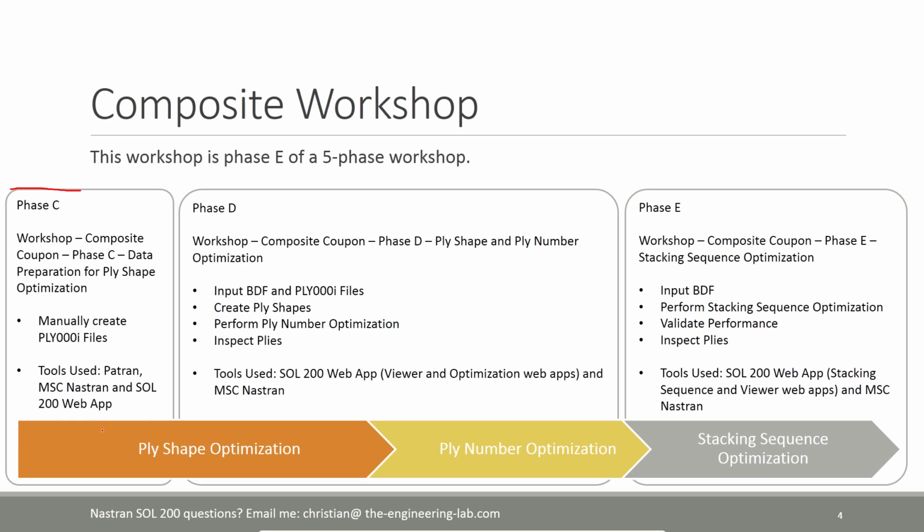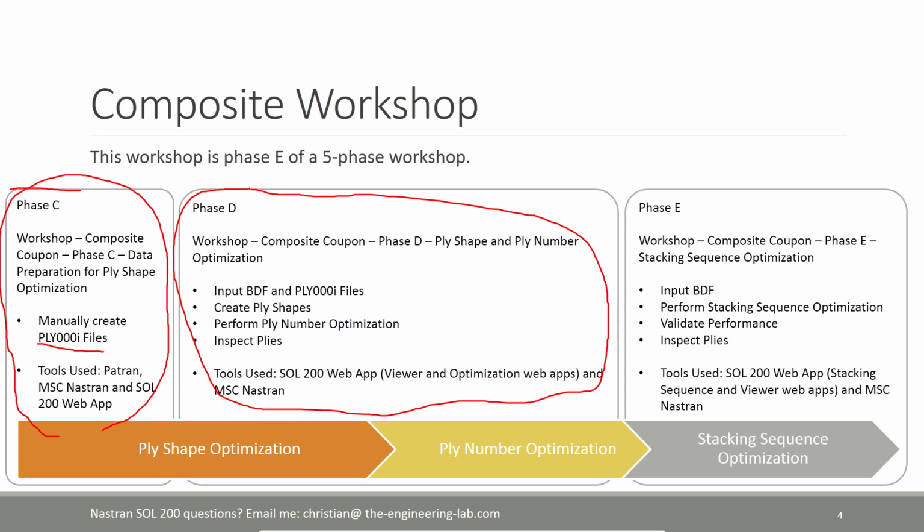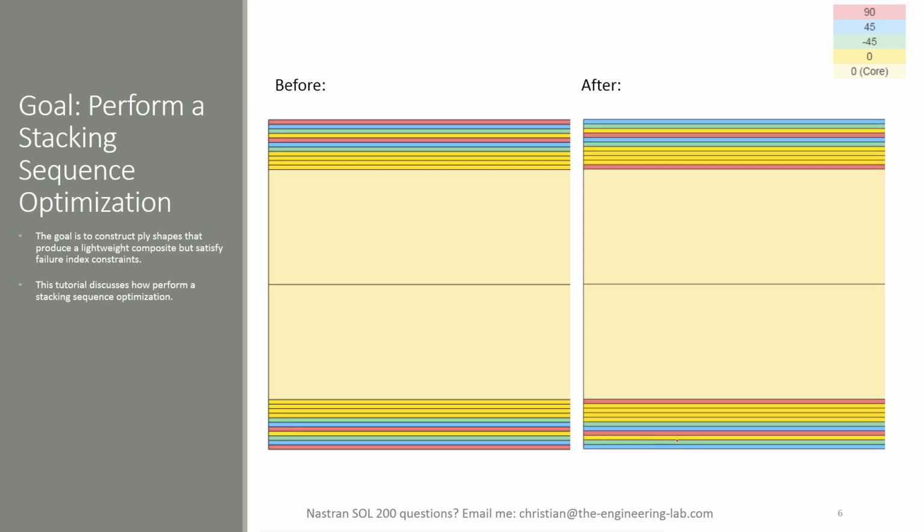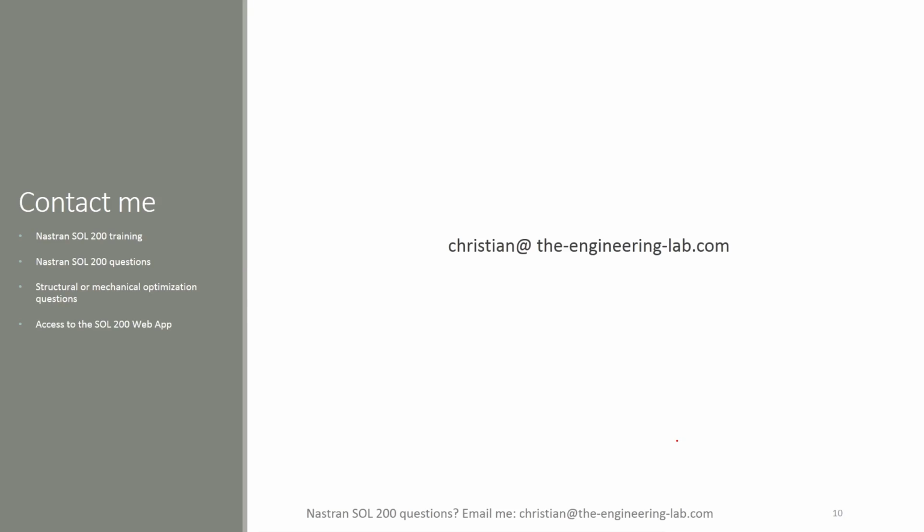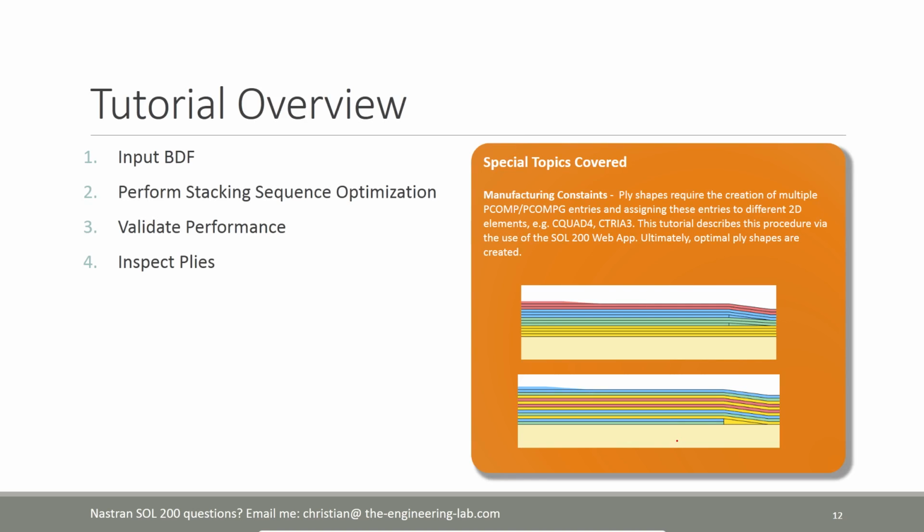And then in phase C, we were only focused on preparing the data for ply shape optimization. Basically, we were taking the failure indices and storing them in ply files. In phase D, which was the previous tutorial, that's where we introduced ply drop-offs. We created these interesting looking ply shapes. We then went ahead and performed the ply number optimization. For phase E, which was this workshop, we performed the stack and sequence optimization. And throughout this entire thing, the ultimate goal was to reduce the mass while satisfying the failure indices.